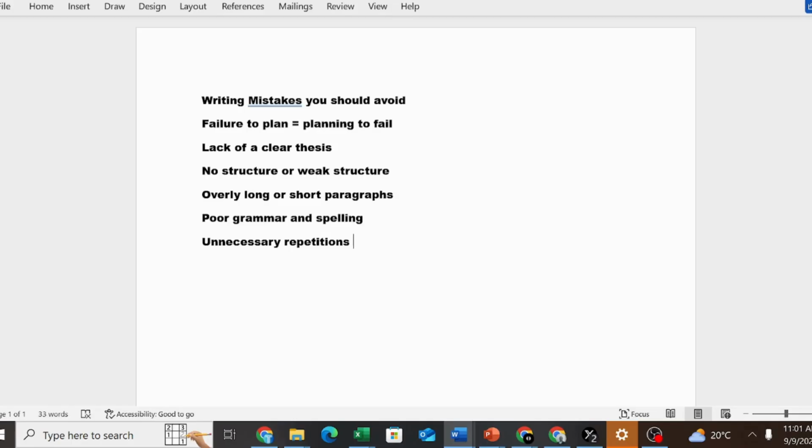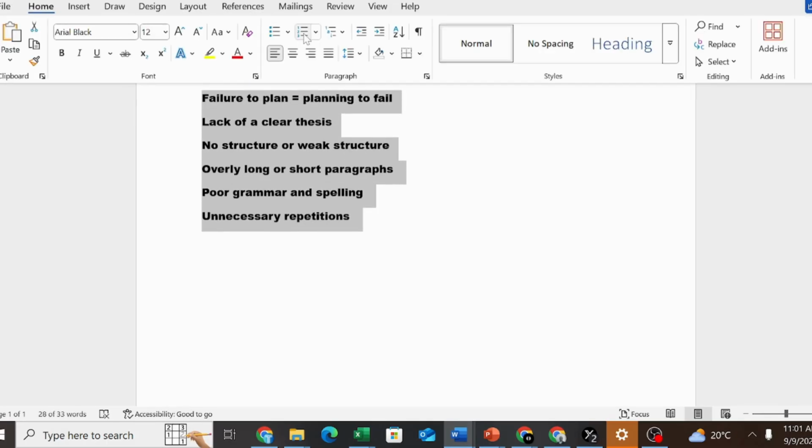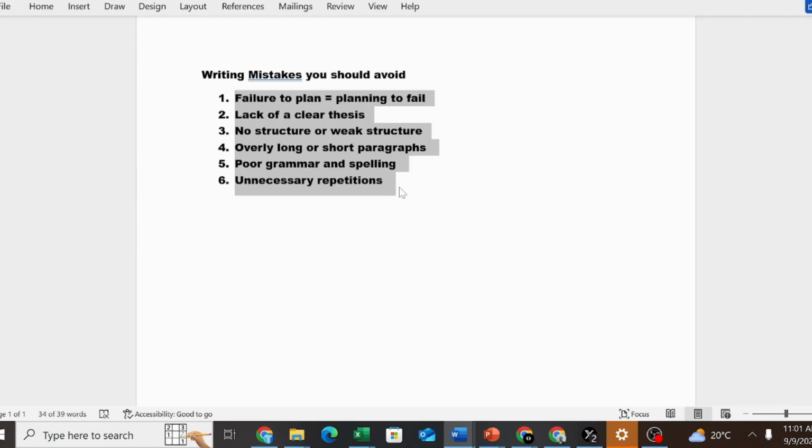Mistake number 7 we have here. Let me bullet it so that we are well guided. So mistake number 7, you are using informal language. University professors hate informal language.